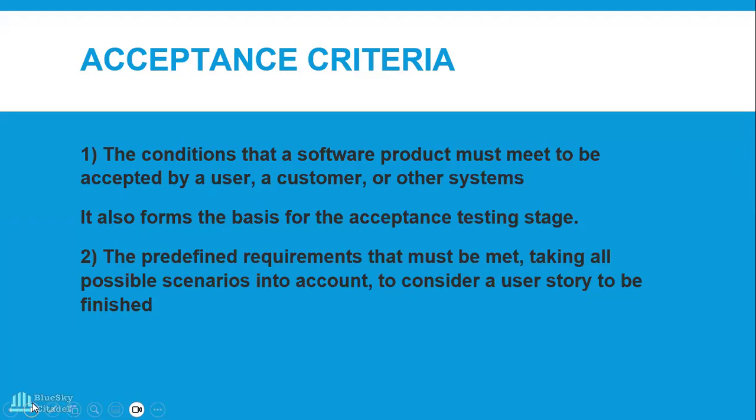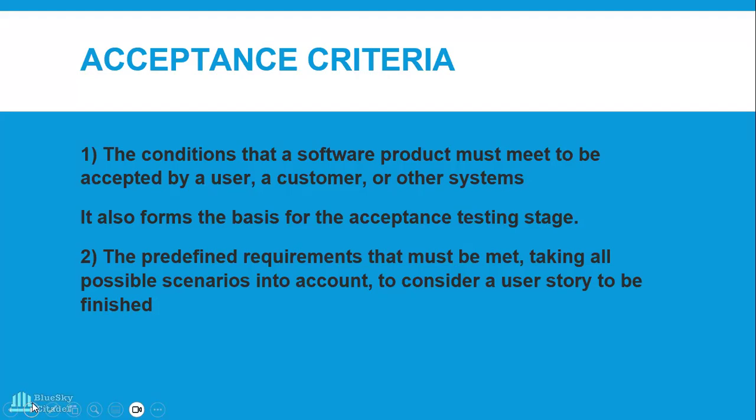Now, what do we mean by acceptance criteria? These are the conditions that a software product must meet in order to be accepted by a user, a customer, or other systems. It also forms the basis for the acceptance testing stage. Do you remember when we talked about the user story being testable? When we talk about INVEST, the T there, what does it mean? Testable, right? And now we are seeing testing. So do you now see how it links up?